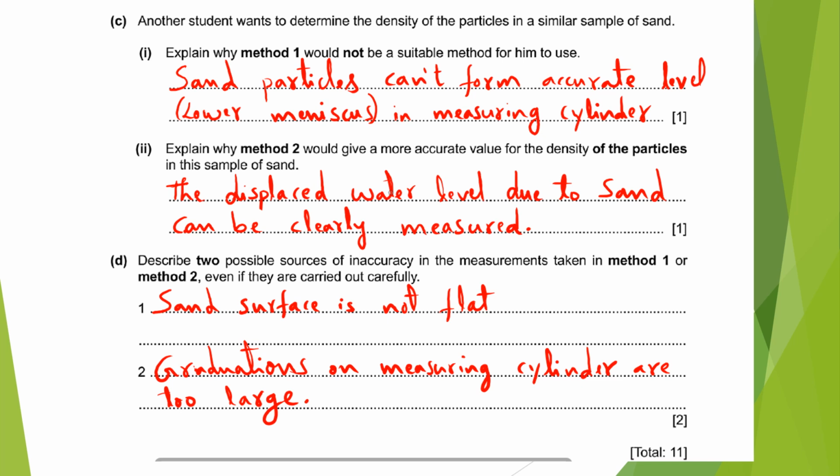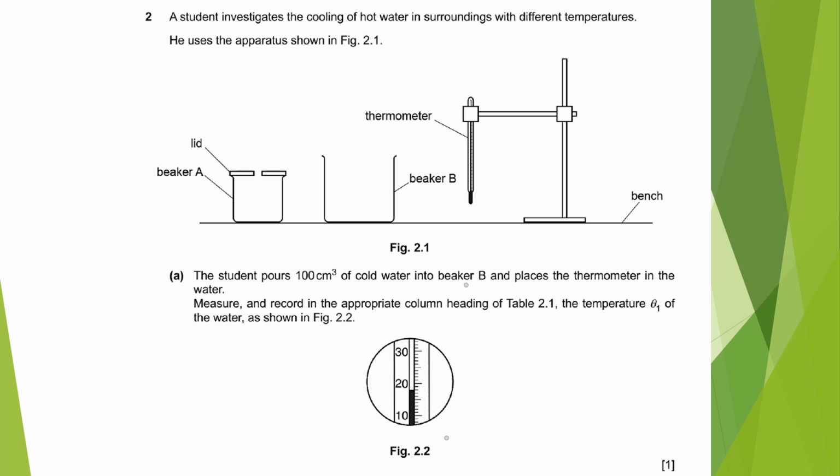And in method 1, method 2 we are using measuring cylinder, and the readings are not very close. Each line gives a 2 centimeter cube of volume. So if more readings are given on the measuring cylinder, then it would be very accurate. So we can write graduations on measuring cylinder are too large. That's all with the first question. Let's move on to the next question.